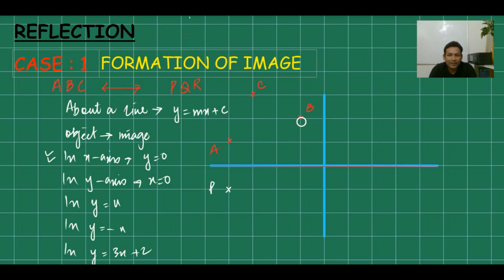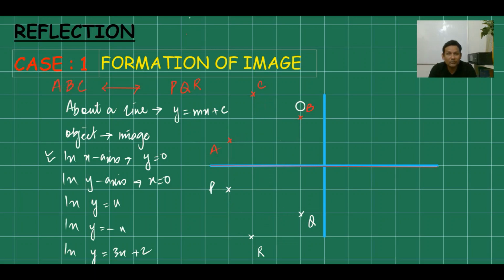Then B: the mirror line is the x-axis, and what is the distance between the x-axis and this point? It is 2. So I have to move 2 steps down, and that is always a vertical movement from the line of reflection. That is Q. Now what is the distance of the third point from the mirror line? 1, 2, 3. So I have to move 3 steps down. This is point R. So I have reflected A, B, and C to P, Q, and R.